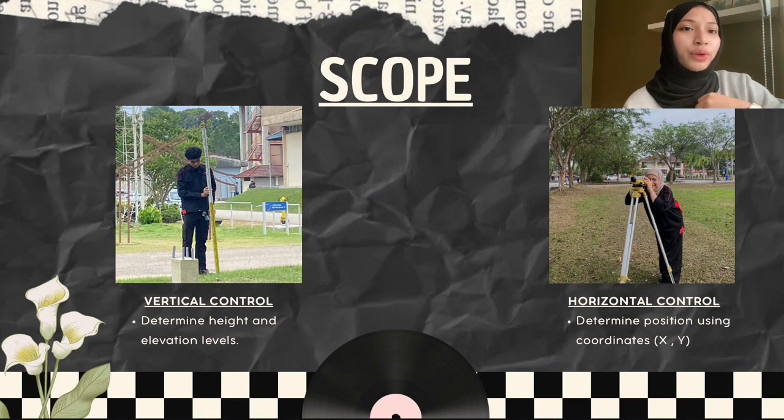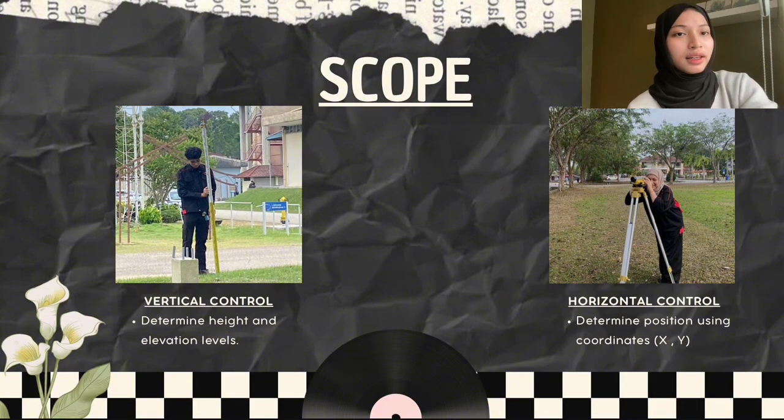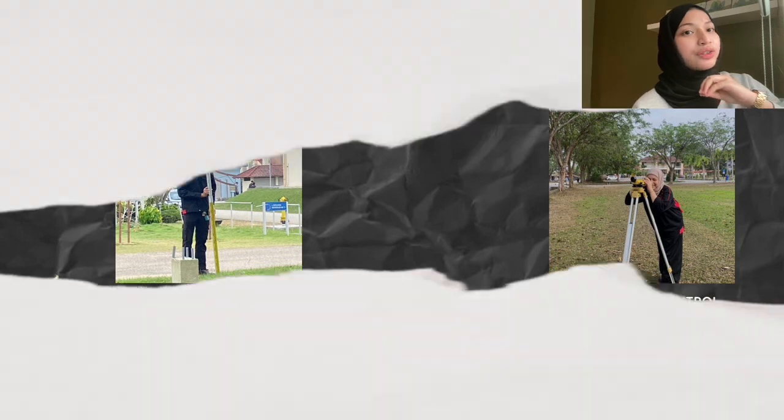And then we have the horizontal control. Horizontal control is to determine the position using the coordinates X and Y. It is to ensure that the building is within the boundary line to maintain positional accuracy.